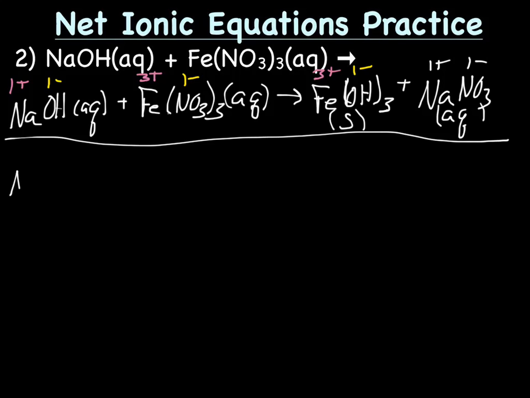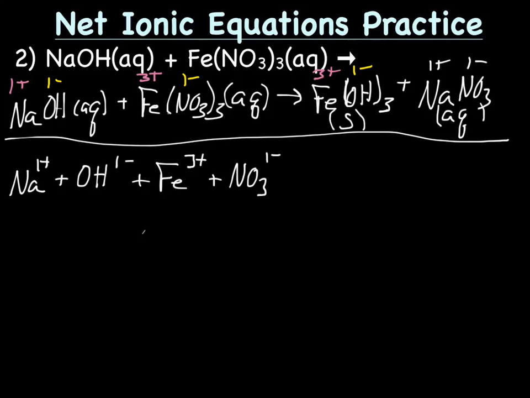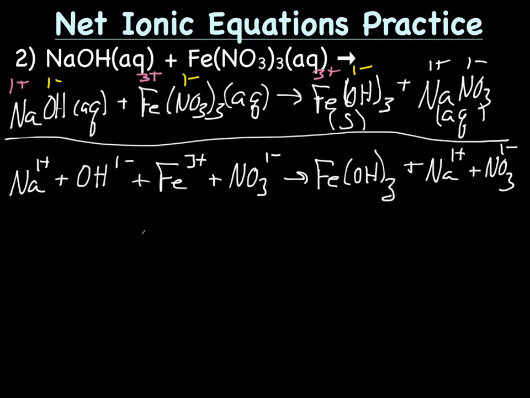So we're going to have Na 1 plus, OH 1 minus, plus Fe 3 plus, NO3 1 minus, and that produces FeOH3 plus Na 1 plus, NO3 1 minus. All right, there is our complete ionic equation. So now we need to cross out our spectator ions.